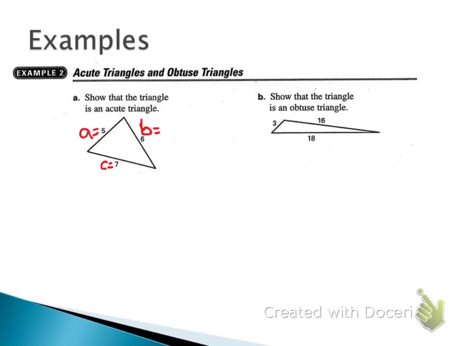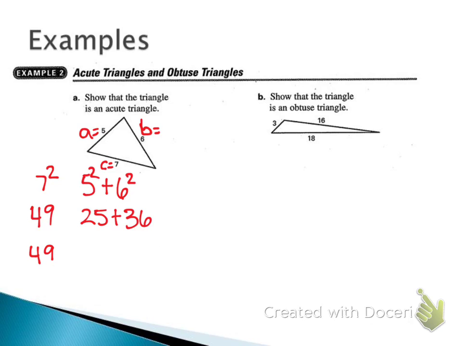When I plug these in, the formulas on the slide before showed c squared being on the left. If you want to move c squared over to the other side, we can, like they did it. So we are going to compare c squared to a squared plus b squared. What is 7 squared? 49. What is 5 squared? And 6 squared. Okay, so this side stays 49. 25 plus 36 is 61. So I have to decide what symbol goes here.